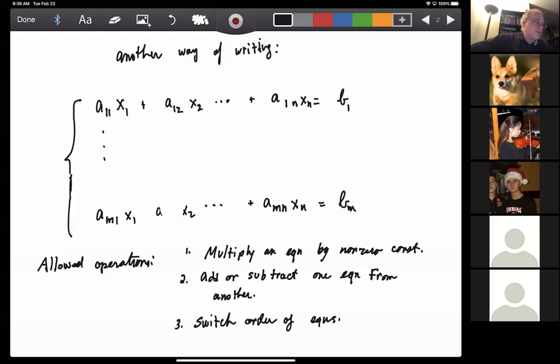So if you think about what you're doing with any of these operations, essentially all of these operate on the coefficients, the a sub ij's and the b sub j's. So you can organize, you can keep track of what you're doing.